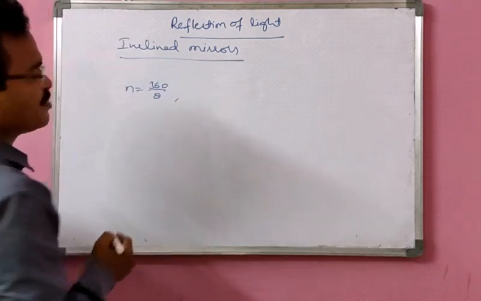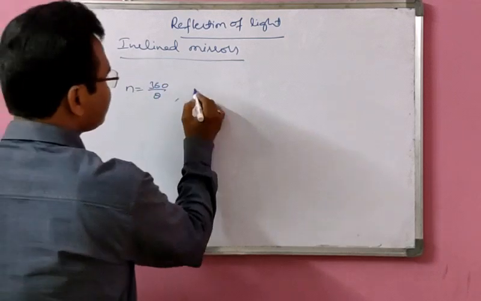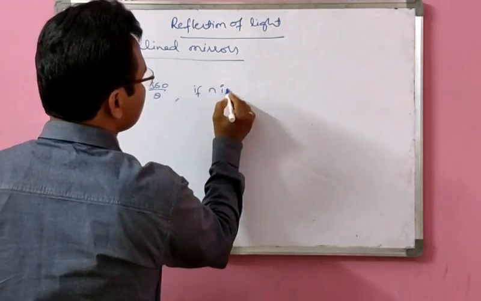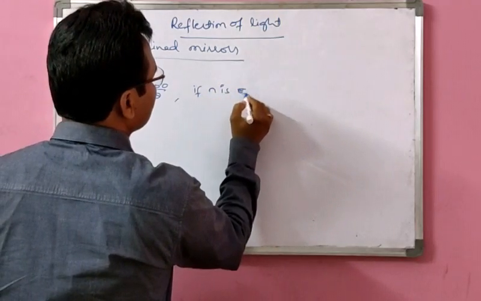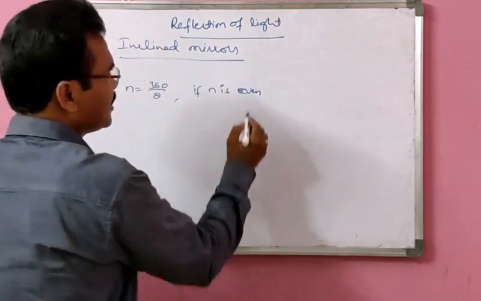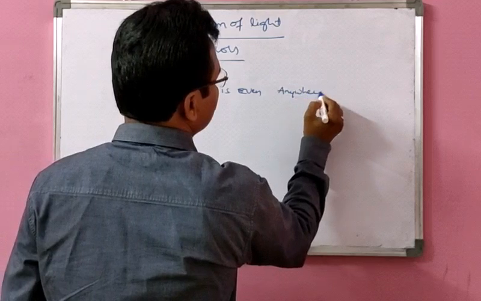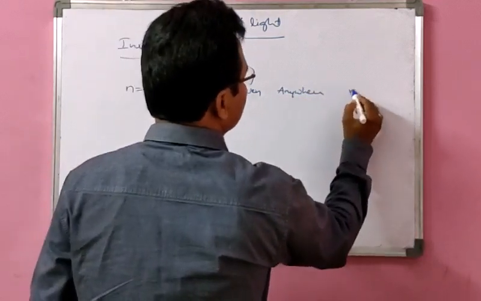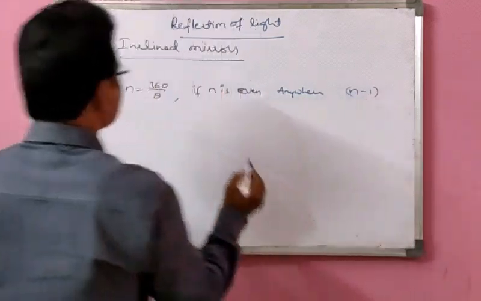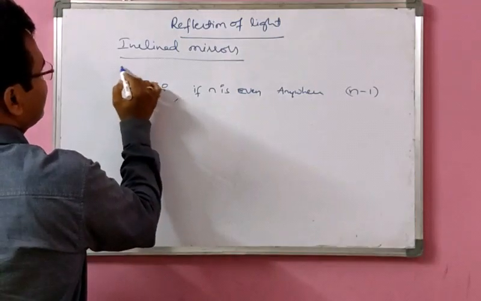N equal to 360 by theta. If N is even, with the object placed anywhere, then the number of images equals n minus 1.